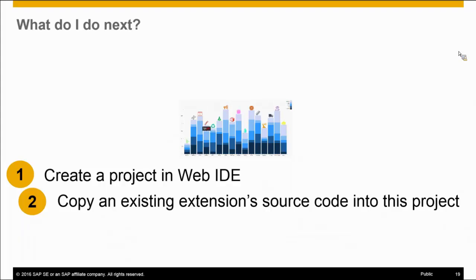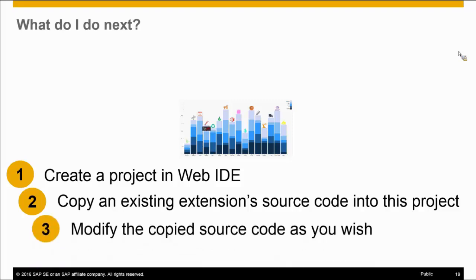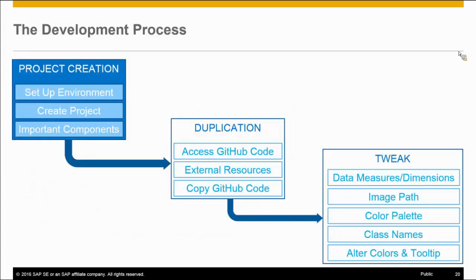And number two, we're going to copy this existing source code into this project, and we're trying to rebuild it by tweaking some things. Number three, we're going to modify the copied source code the way we want it to look. So to make this easier, I created a workflow that shows you what the steps required in the process of redevelopment are.